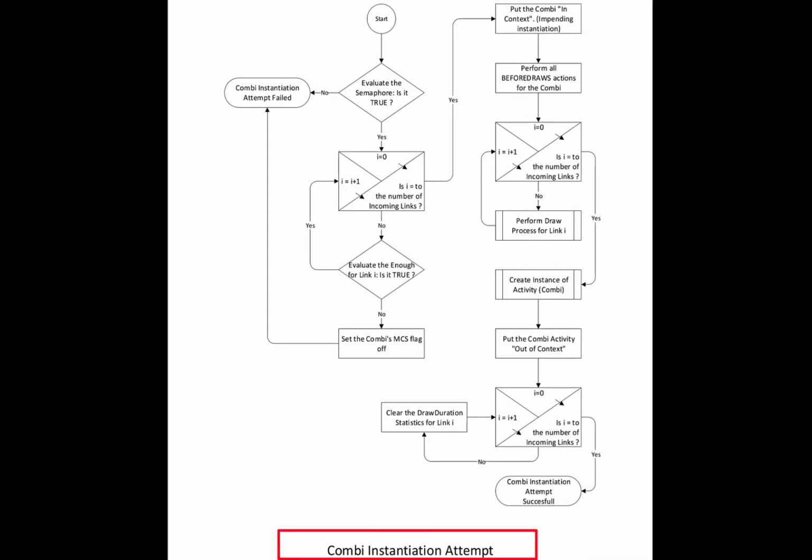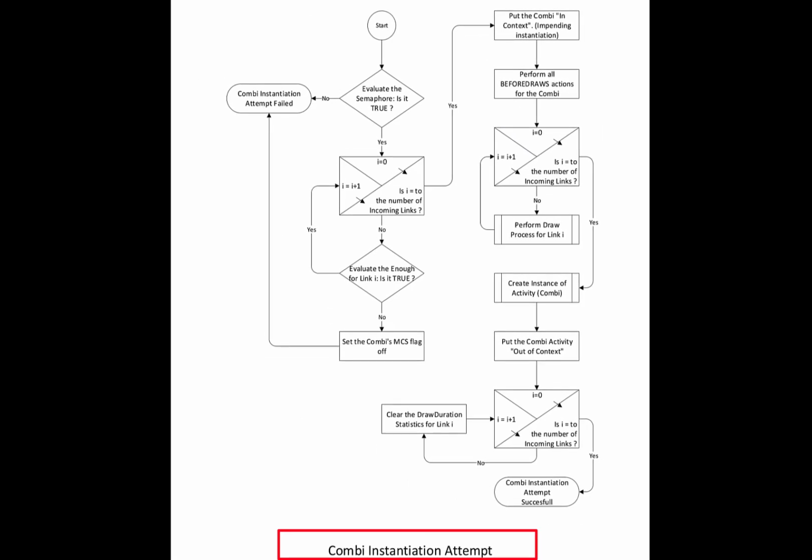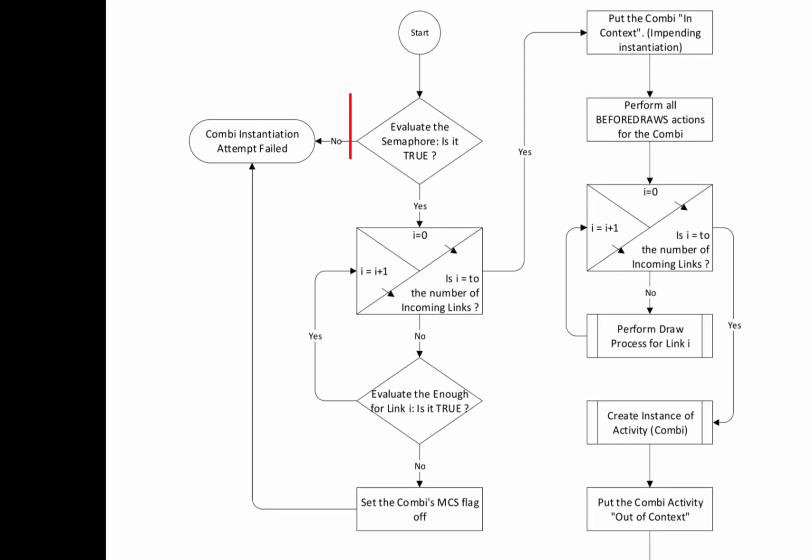The Combi instantiation attempt flowchart shows how Stroboscope determines whether a combi can create an instance. This is a very important flowchart because it is at the heart of the mechanism by which combis can start. The first step is to evaluate the semaphore of the combi. If the semaphore of the current combi is false, then the Combi instantiation attempt fails. Stroboscope will then return to the Combi instantiation phase.